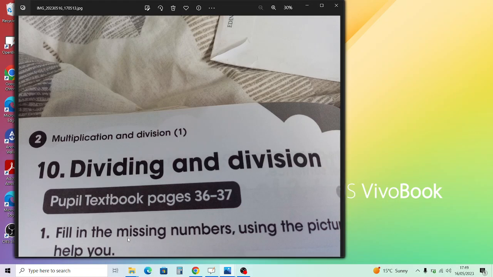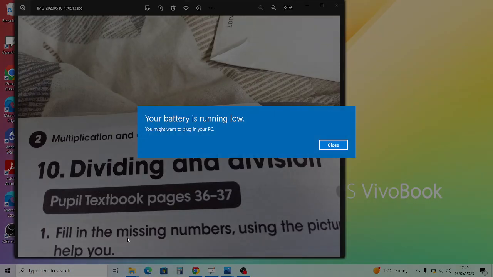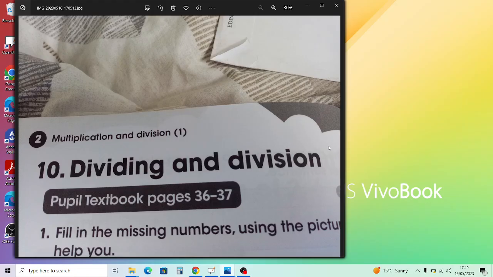Write the letter next to the correct answer. The quotient is 2, the divisor is 4, and the dividend is 8. So the correct answer is, again, you don't really need to know these terms, quotient and dividend, etc. But generally you can see from here, the quotient will be the answer. So it'll be 8 divided by 4, which equals 2. So that's what it really refers to.